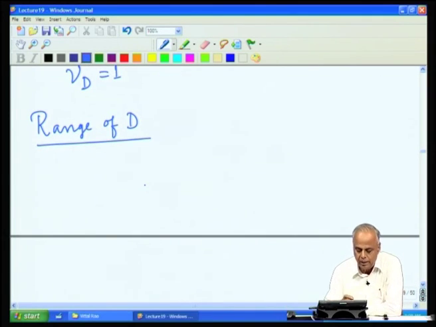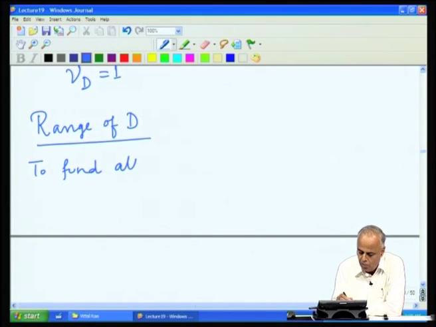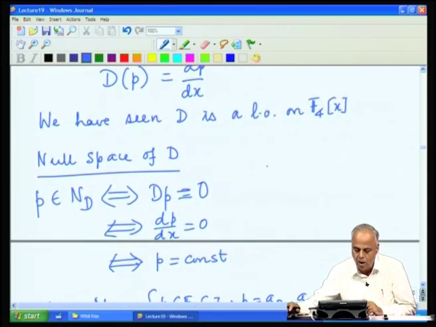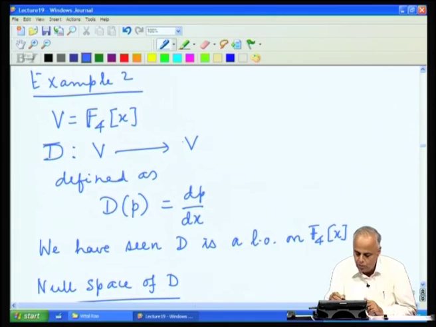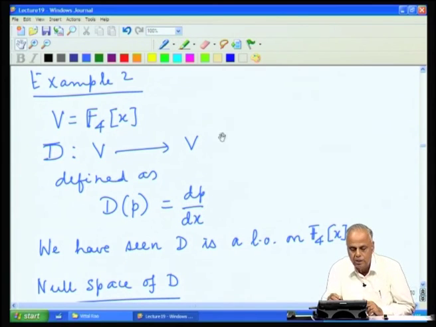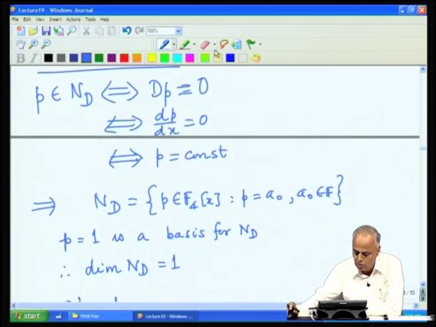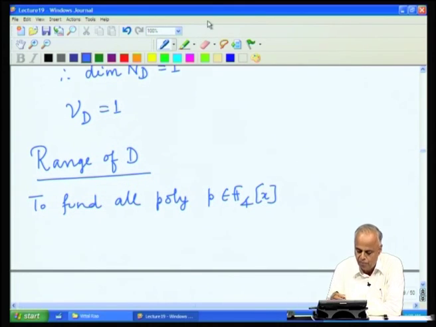So, to find the range of D, we want to find all polynomials p in F4[x]. Remember, now we are looking at D as a linear operator on V. So, even the W space is now V. So, the W space is also V, F4[x]. So, we are looking at all those p in F4[x] for which we can find a pre-image.